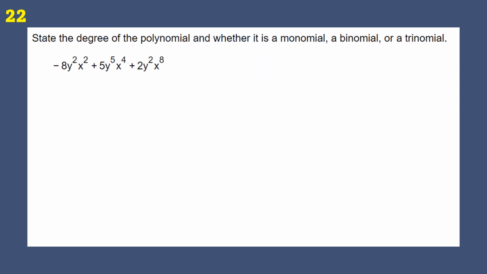State the degree of the polynomial and whether it's a monomial, binomial, or trinomial. First off, I'm going to look at my terms. 1 term, 2 terms, 3 terms. Terms are separated by plus or minus. So we have these clusters of terms, and we want to say how many terms that is. Is that 1 term, monomial, binomial is 2 terms, or trinomial, 3 terms? Well, that is 1, 2, 3 terms, so it is a trinomial.